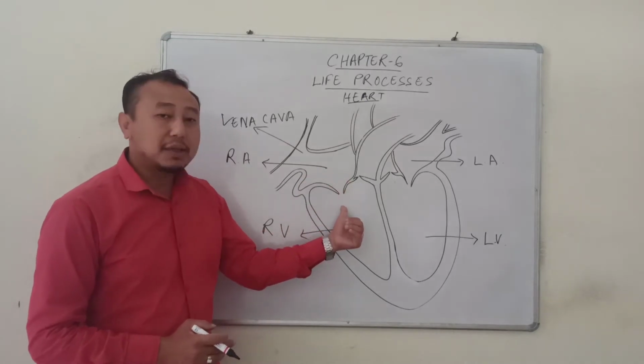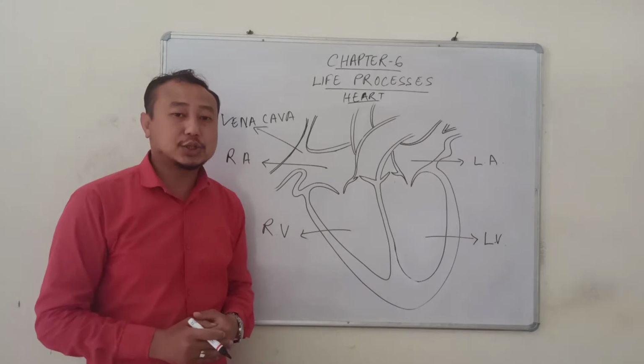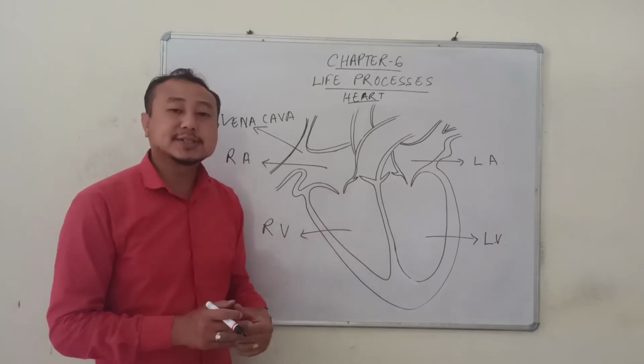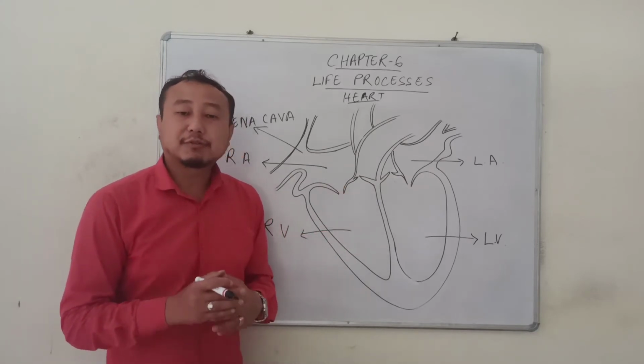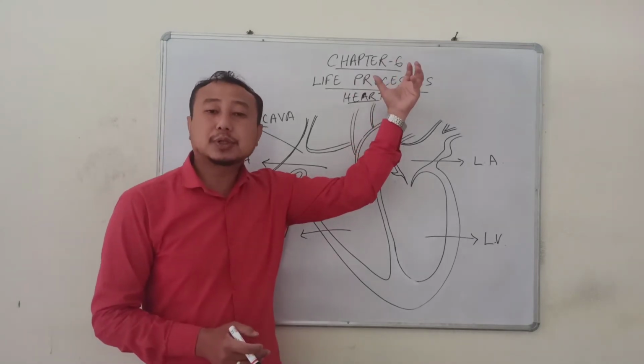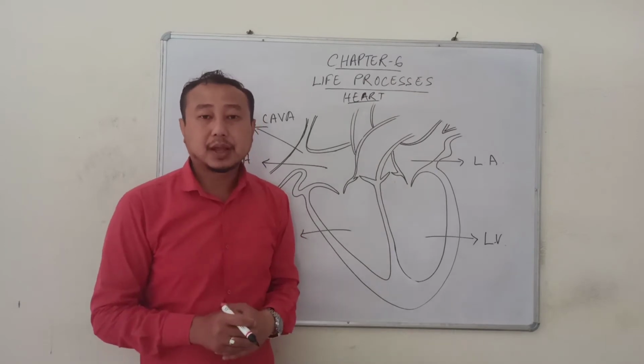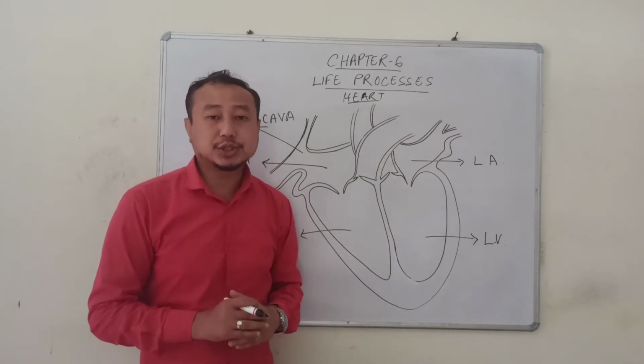Between the right atrium and the right ventricle, there is an opening which opens only in one direction. This opening is known as the valve. The valve prevents the flow back of the blood. In the lungs, the carbon dioxide from the blood will be removed and oxygen will be added. This process is known as oxygenation.